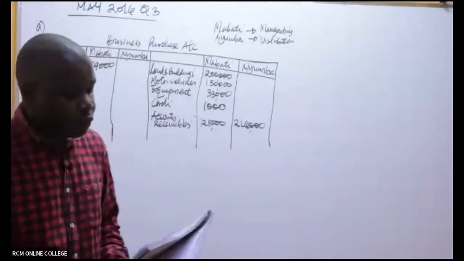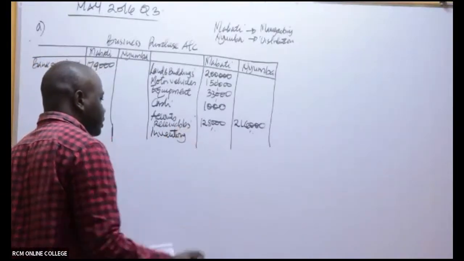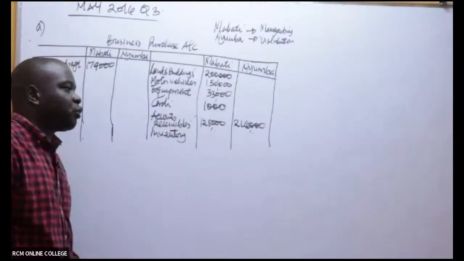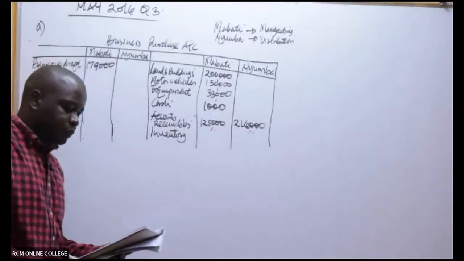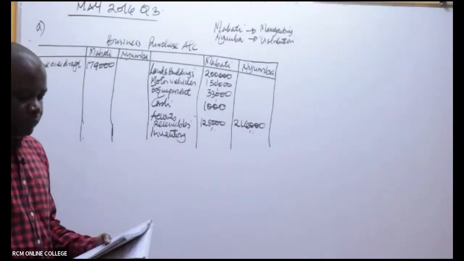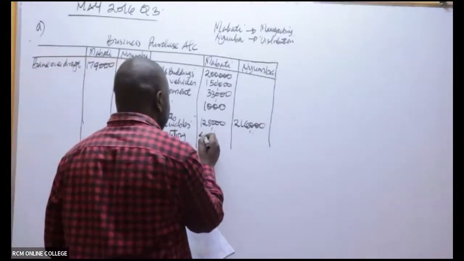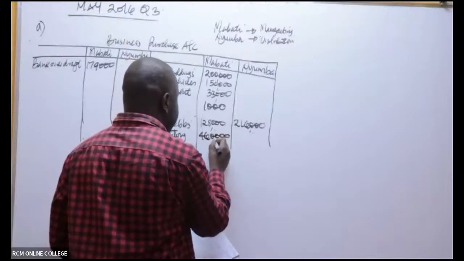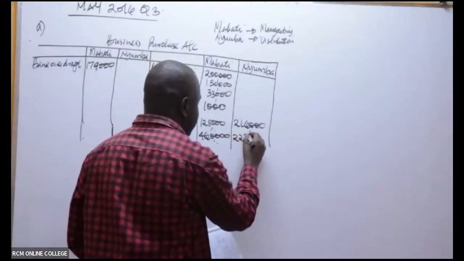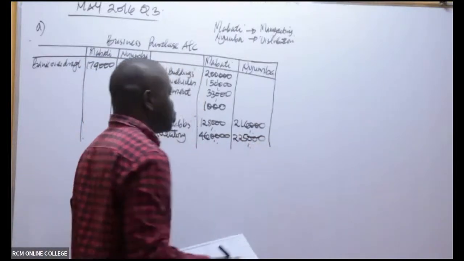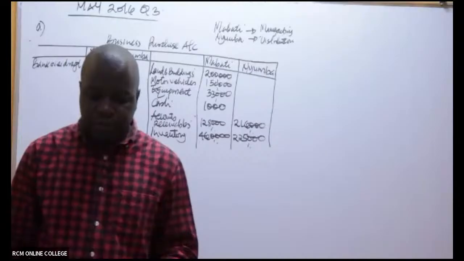So also in this case, they took over their share of inventory. What does Mabati take for inventory? Inventory is 460 million. While Nyumba will take over the remaining amount, which has already been indicated in the balance sheet, is actually 225 million.